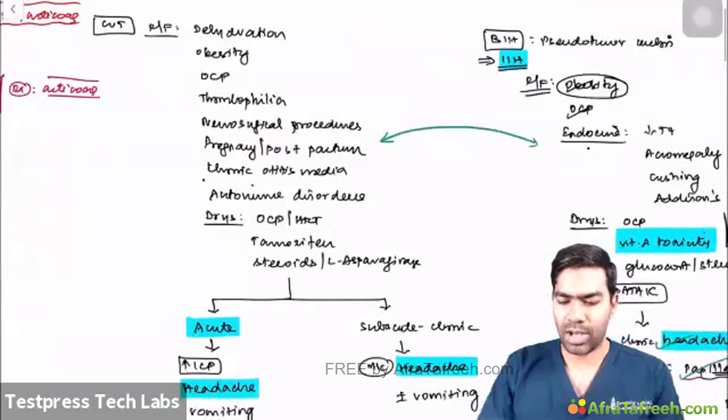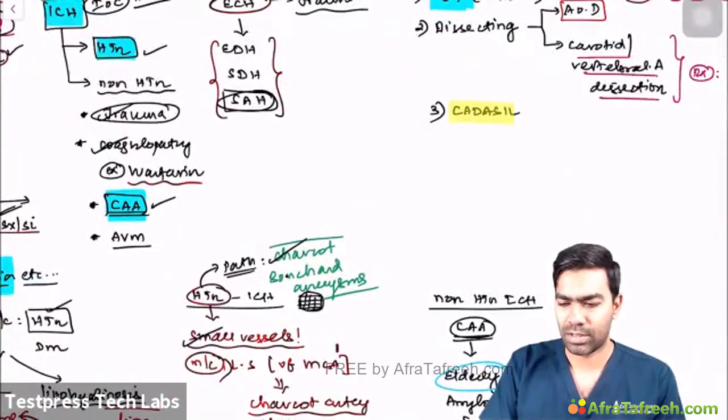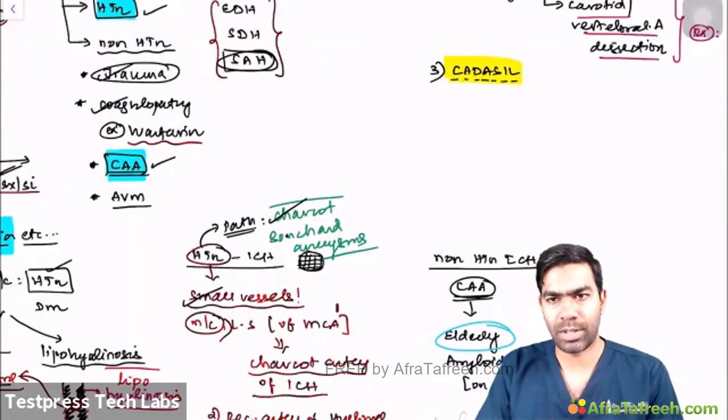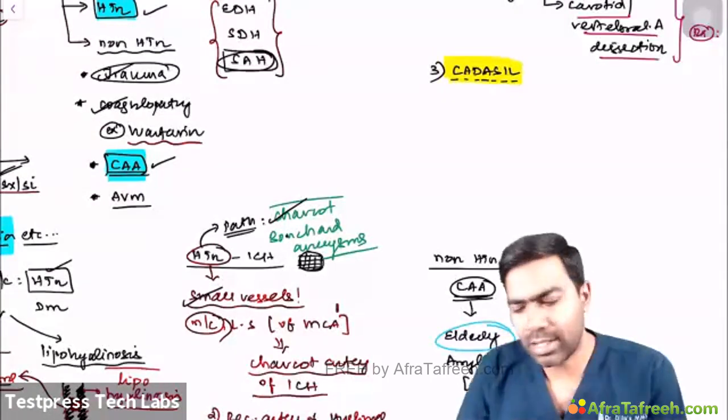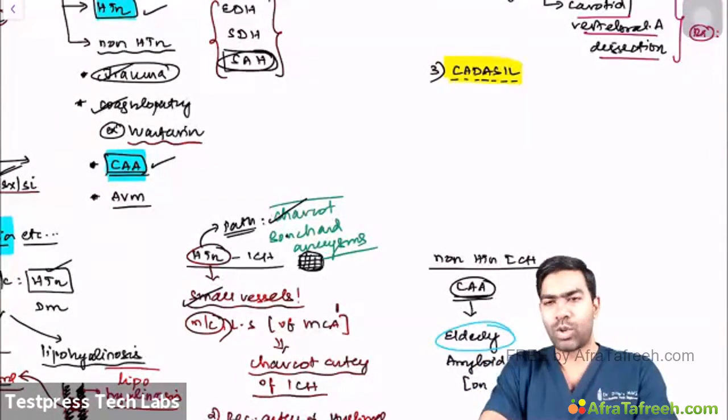And finally, the last but not the least, CADASIL. We know the nomenclature of CADASIL. Yeah, anticoagulation for both types of dissection, doesn't matter. CADASIL is cerebral autosomal dominant arteriopathy with subcortical infarcts and leukoencephalopathy. That's what we call CADASIL.